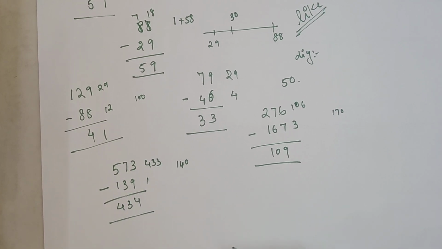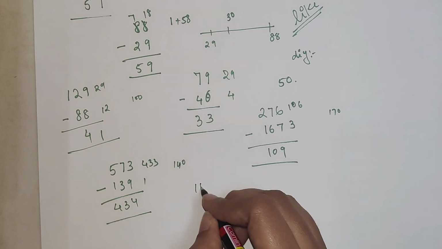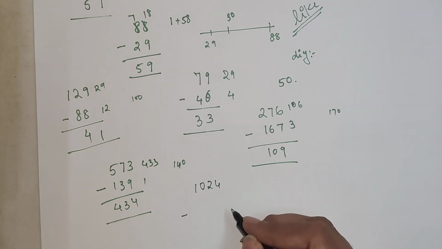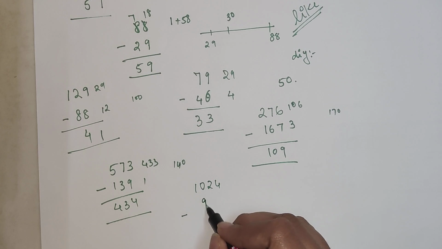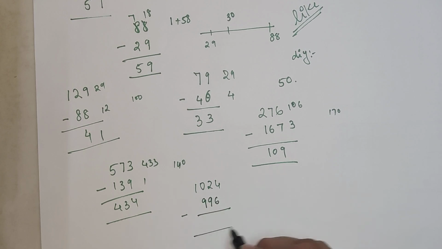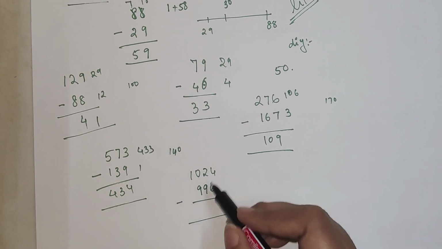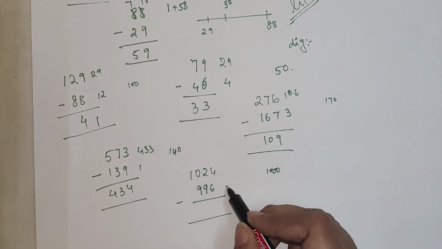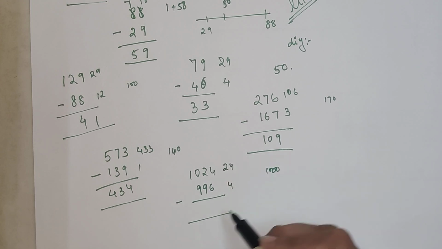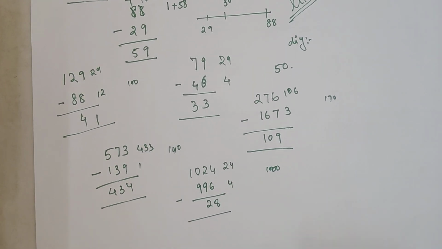Now let's do one more. Let's say we are involving 1000. So in 1024, subtracting 996. Again, now here, this looks so difficult, right? But with this method, it will be so easy, because we'll take the middle number as 1000. So this is 4 away from 1000. This is 24 away from 1000. This is 28. The answer is 28 for this particular subtraction.